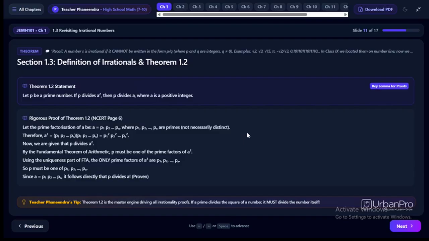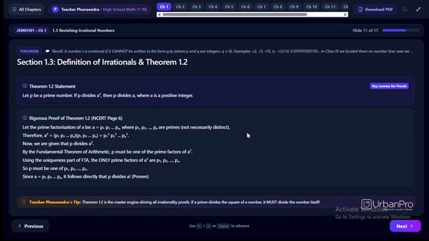So let's square on both sides. A square is equal to P1, P2, P3, and so on up to Pn, into P1, P2, P3, and so on up to Pn. Since we have squared on both sides, the right hand side also becomes P1 square, P2 square, P3 square, and so on up to Pn square, all multiplied.